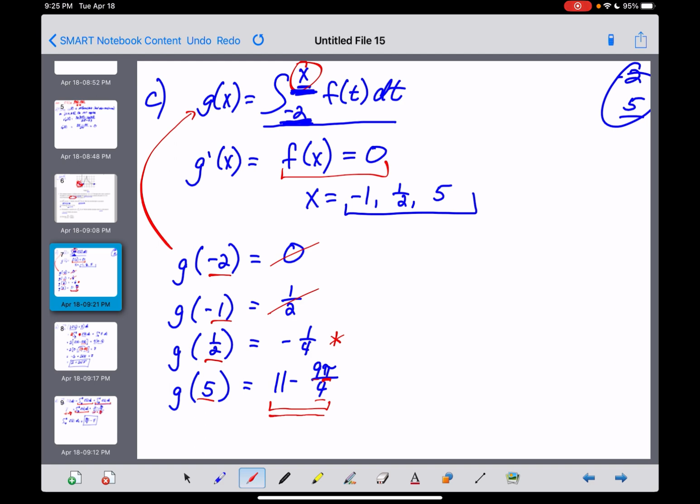So 11 minus that number, which is around 7, definitely has to be greater than 0. So it can't be this positive result either. So we would now say right here, guys, that the absolute minimum value of this function on this interval is negative 1/4. And that would be my answer then to part C. So a lot going on in that one right over there.